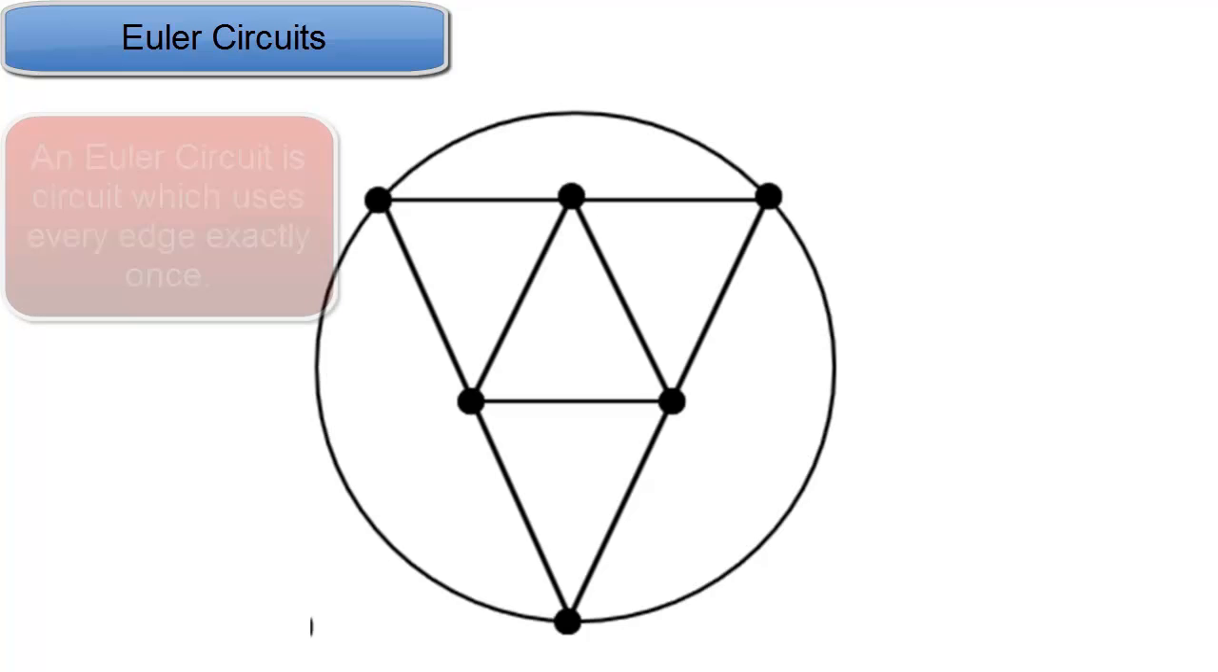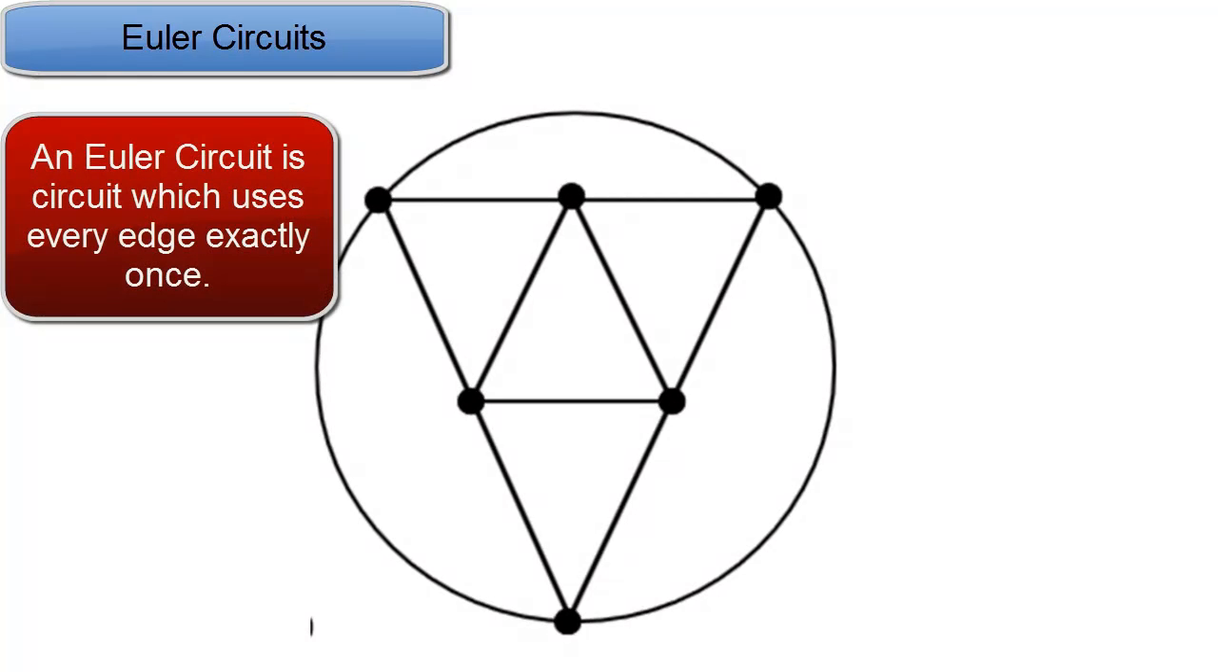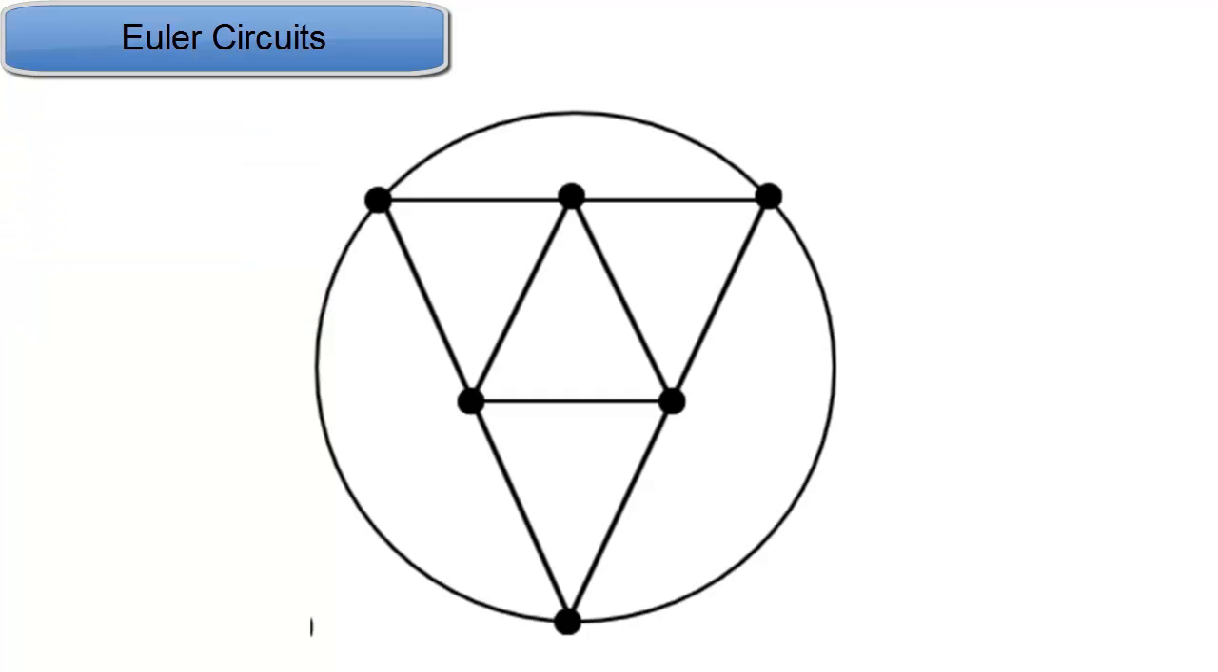So recall that an Euler circuit is a circuit which uses every edge exactly once. So we would like to have some understanding of when a given graph possesses an Euler circuit and when it does not. And we would ideally like some kind of useful criterion to do this, something that was easy to check. So let's just try to find an Euler circuit.